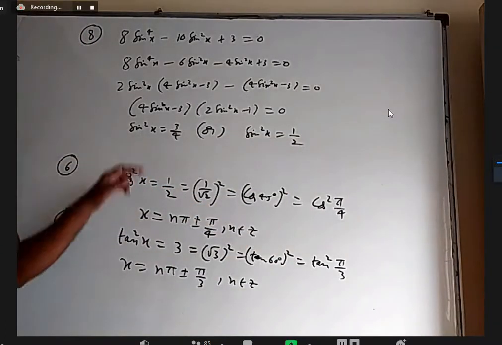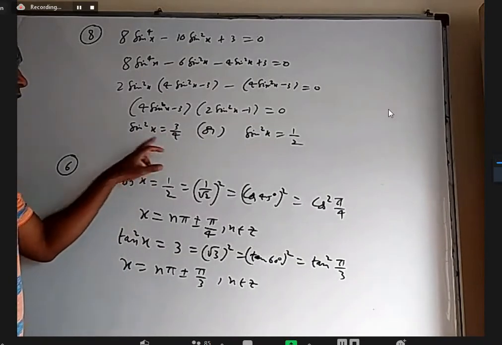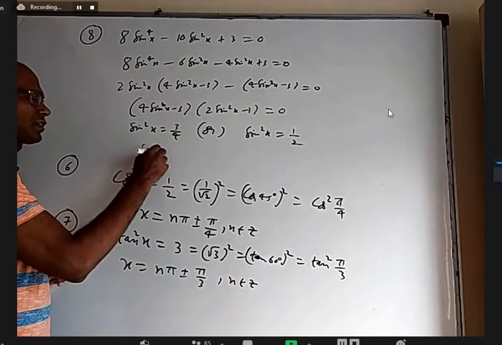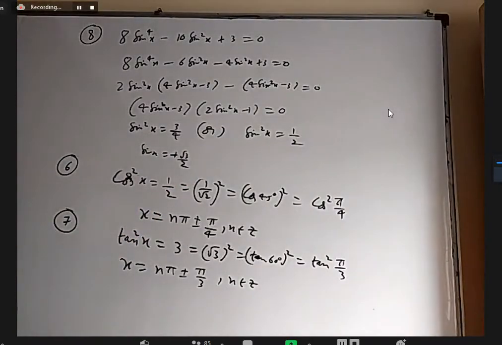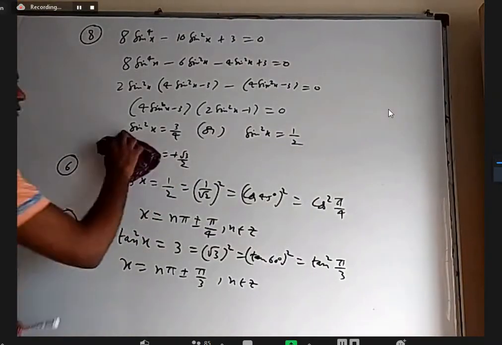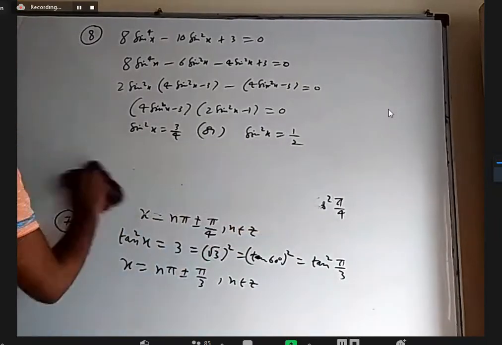So whenever a square is there, we should not forget, we should not only write sin x equal to plus root 3 by 2 here. There is also minus root 3 by 2. And we don't have to write that also. Directly we have formulas for squares itself.